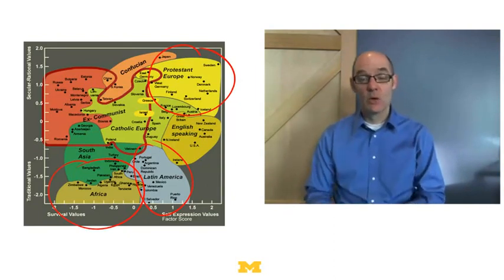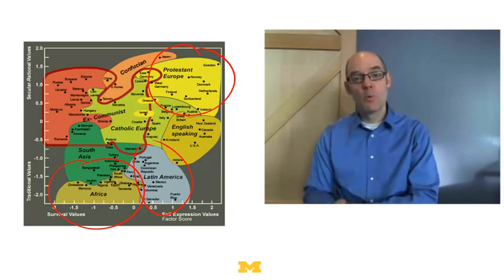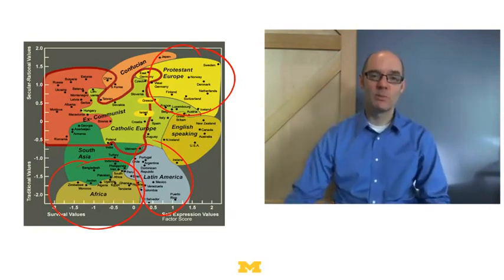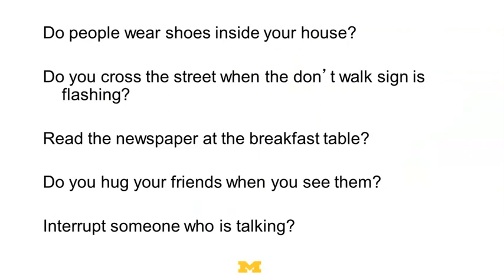To do that, we want to recognize that we play more than one coordination game. We play lots of coordination games. So here are some examples. Okay, so this is going to be fun. Let's just ask these questions. Do people wear shoes in your house? So when people come to your house, do they take off their shoes when they enter, or do they leave them on? Do you cross the street when the don't walk sign is flashing? So if you're in some city and you're at the intersection, there's a little don't walk sign. Do you wait, or do you cross?